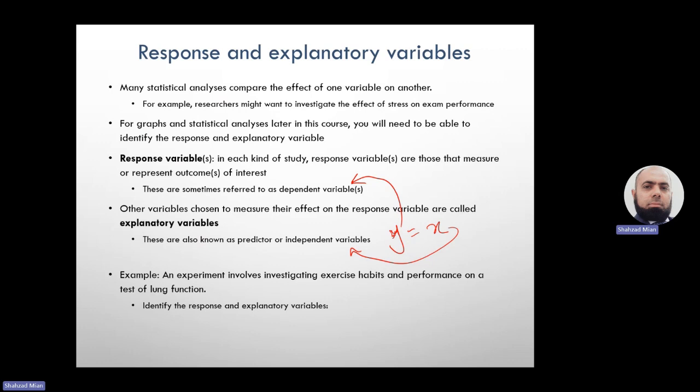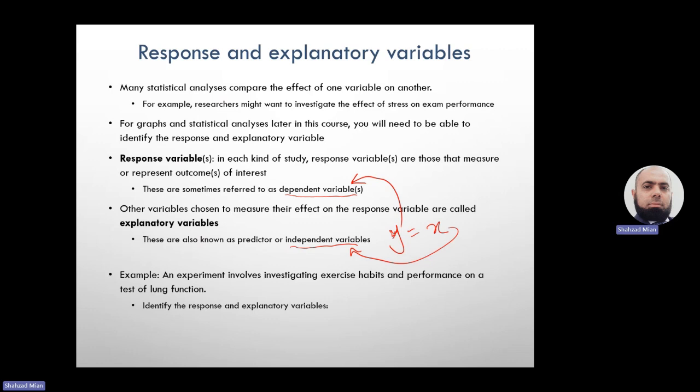So x is the independent variable and y is the dependent. Y is dependent and x is independent, because the value of x is in our hand, we can change it, but based on the value of x, we are getting the value of y.